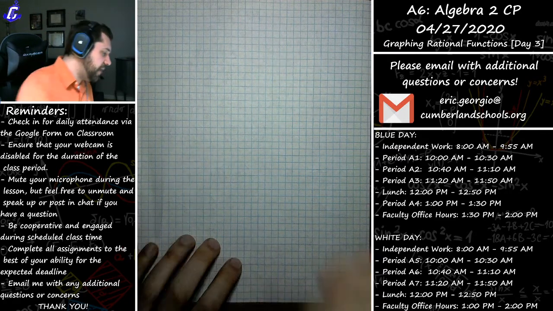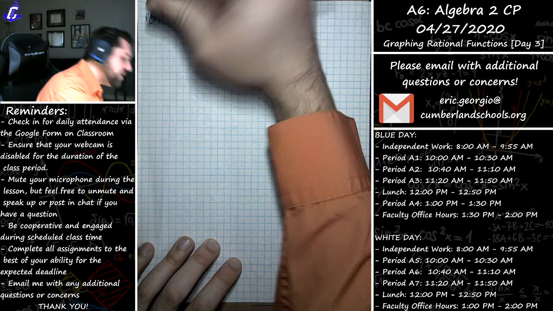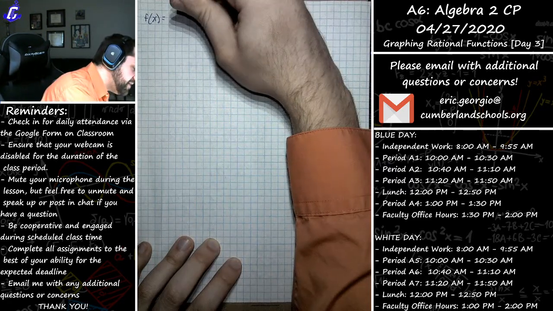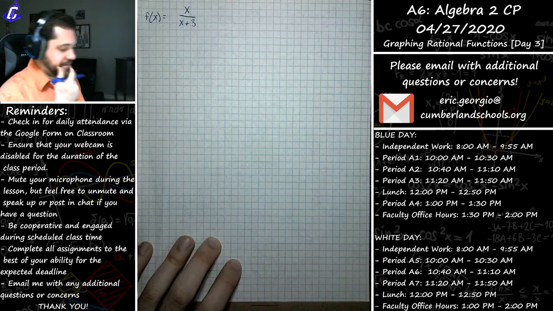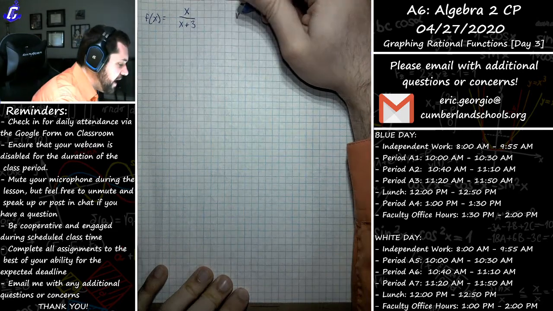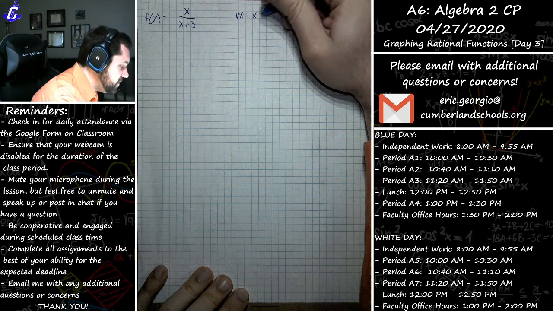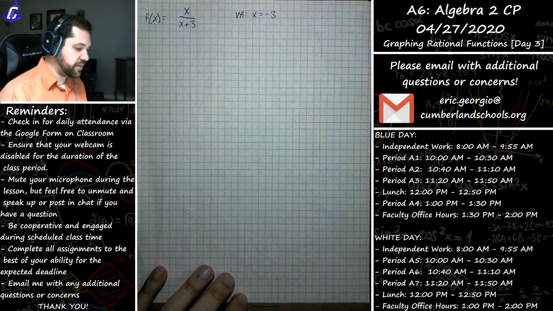Here we go. How about this one? This one I think is cool because it's deceptively simple. How about x divided by x plus 3? Something like that. Okay, let's give that one a shot. Vertical asymptote would be x equals negative 3. Negative 3 plus 3 causes the divide by 0 case, just like we've seen before, so that would be our vertical asymptote.